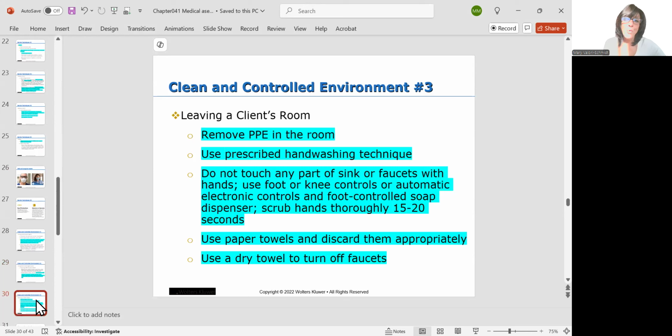Okay. When you are leaving the room of an infected client, you take your PPE off in the room. Wash your hands. Okay. Before you leave the room. Don't leave an infected client's room with any of your personal protective equipment on, because what you're doing is you're bringing whatever infection they have out into the hallway. And you don't want to do that. And I've given the instructions for how to wash your hands.